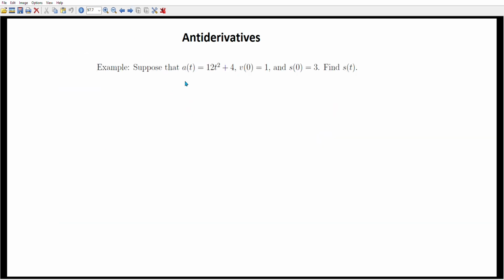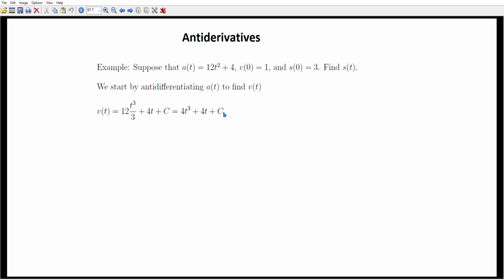So for example, suppose a of t is 12t squared plus 4, v of 0 is 1, and s of 0 is 3. We want to find s of t. We've got a of t, so we're going to start by anti-differentiating a of t to find v of t. We've got a 12, which is there. The power rule says the antiderivative of t squared is going to be t cubed over 3, t to the n plus 1 over n plus 1. The antiderivative of 4 is 4t, right? Because the derivative of 4t is 4.